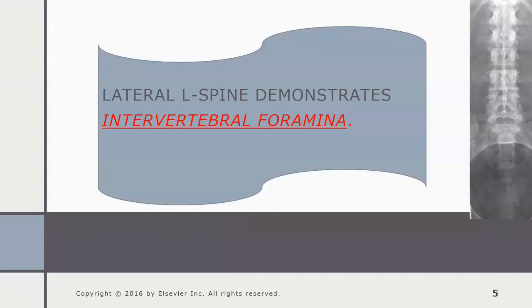Lateral L spine demonstrates the intervertebral foramina. This should ring a bell that for the thoracic, we see the intervertebral foramina on the lateral. Also, on the oblique of the cervical is when we see the intervertebral foramina. Know the pattern. Know that pattern, if you would.